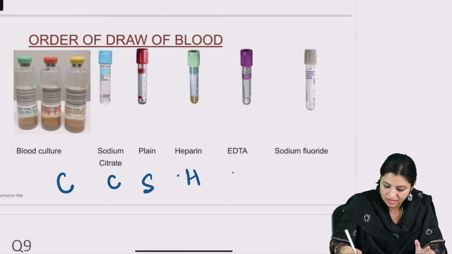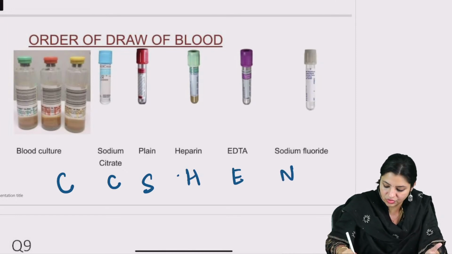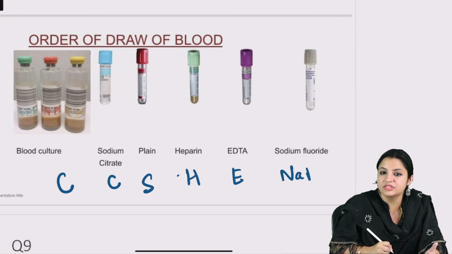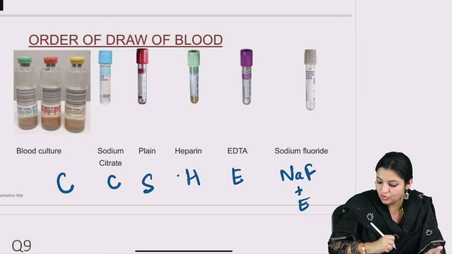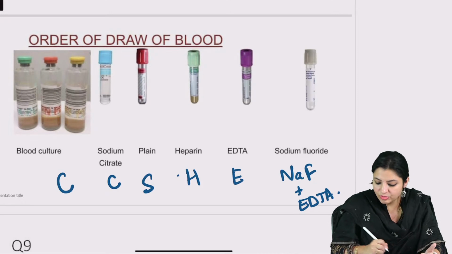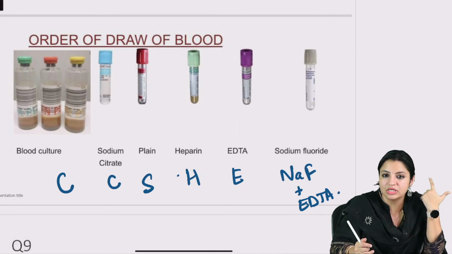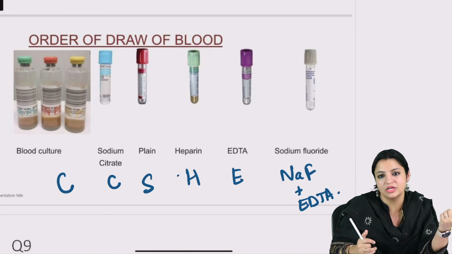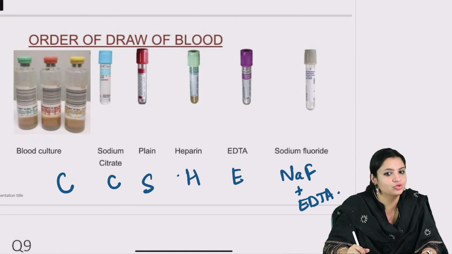After that you remember simply HEN. Then you take heparin, EDTA and sodium fluoride. Sodium fluoride is for sugar. The anticoagulant present in sodium fluoride was earlier double oxalate, but now it has been made EDTA only. Because the last two are EDTA, it doesn't matter. So first you take culture, then coagulation, then serum, then heparin, then EDTA, and then sodium fluoride. That's the correct order of draw which all of you should remember.